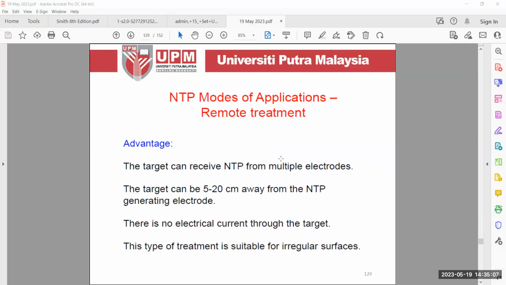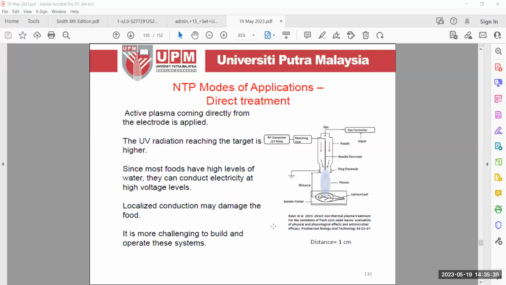And the advantages of it: the target can receive non-thermal plasma from multiple electrodes. The target can be about 5 to 20 centimeters away from the non-thermal plasma generating electrode, and there is no electrical current through the target. So it's not like pulsed electric field where you have the electrical discharge. This one does not. And the type of treatment is also suitable for irregular surfaces, so something like kacang badam, whatever types of nuts that you have, is suitable for food decontamination.